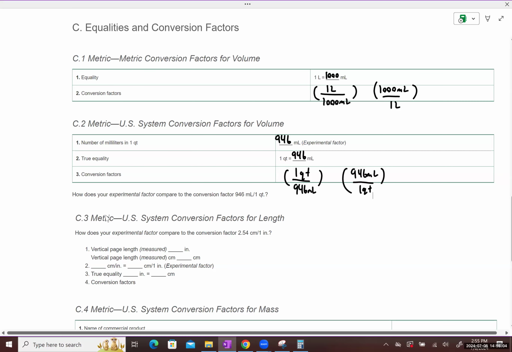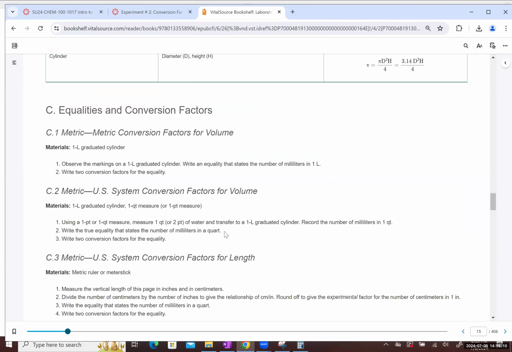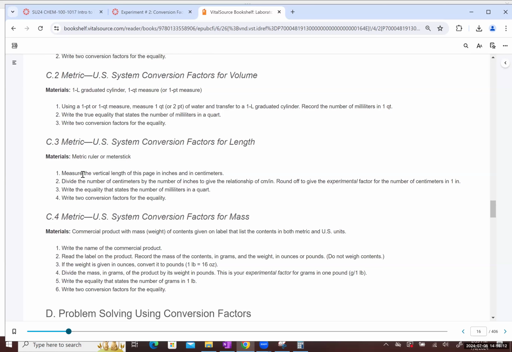Let's move on to part C3 and let's check the instructions for part C3. So we're asked to measure the vertical length of a page in inches and in centimeters. We're then asked to divide the number of centimeters by the number of inches to give the relationship of centimeters per inch. We're going to round off to give the experimental factor.